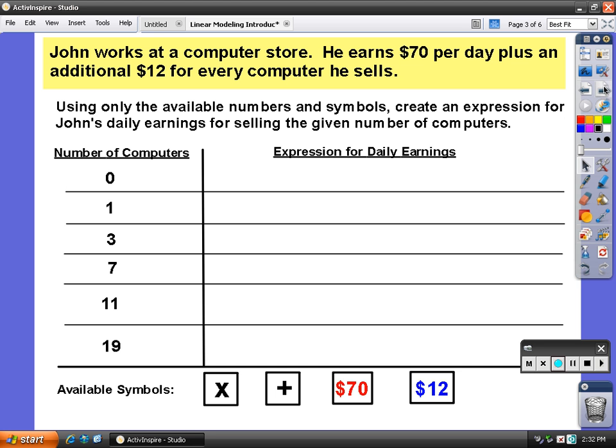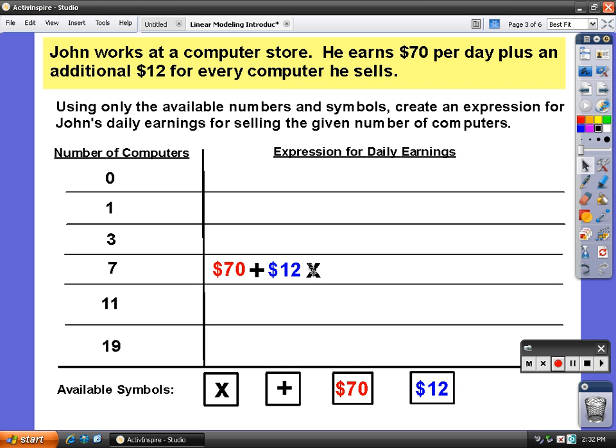So there it is. Now you can see at the bottom of the 3rd page we now have the multiplication symbol available. So once again, I ask the students to go through this exercise up at the active board. This time though, they have that symbol available. So for example, this time when they get to 7 computers sold, instead of adding 12 7 times, we can say we have $70 plus $12 times the number of computers sold.